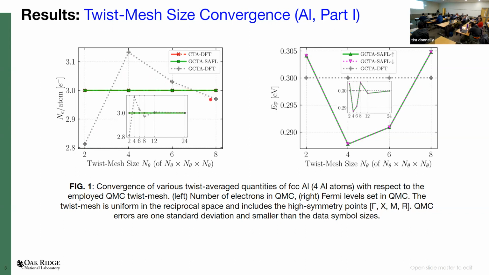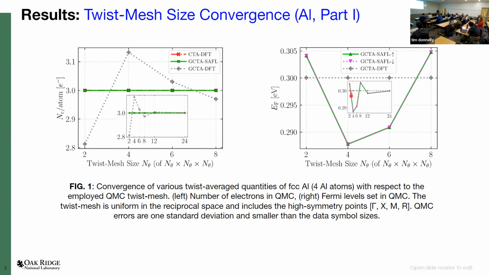The number of electrons will fluctuate as you increase the twist mesh size. However, if you go to very, very dense K points, it will eventually go to the correct number of electrons. The canonical one, red, which you can't really see, is behind the green one. That one and the new green one have the correct number of electrons from the outset. So for any number of twists, you have the correct number of electrons. And the way it is achieved, as I said, is that instead of fluctuating the number of electrons, you fluctuate the Fermi level as you change your twist mesh size.